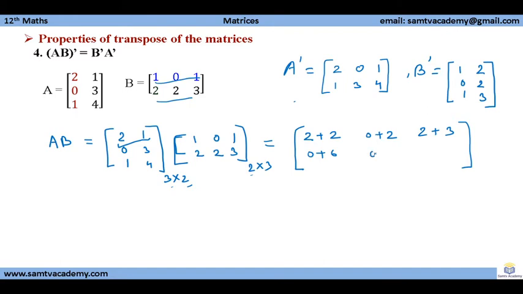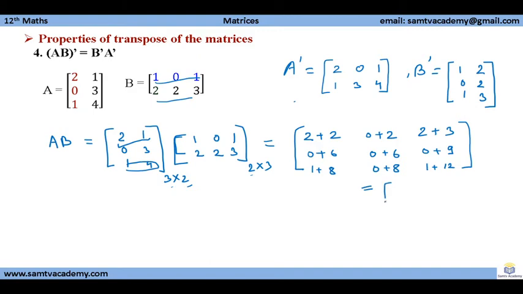Next, 0 plus 6. Next, 0 into 1 is 0 and 3 threes are 9, so 0 plus 9. Next, 1 into 1 plus 4 twos are 8. Similarly, 1 into 0 plus 4 twos are 8. Similarly, next is 1 into 1 plus, this row is multiplied with the third column, 1 into 1 plus 4 threes are 12. So what will the matrix become?